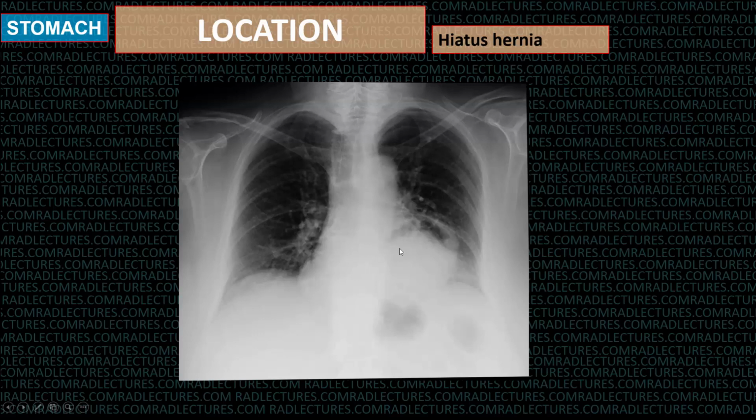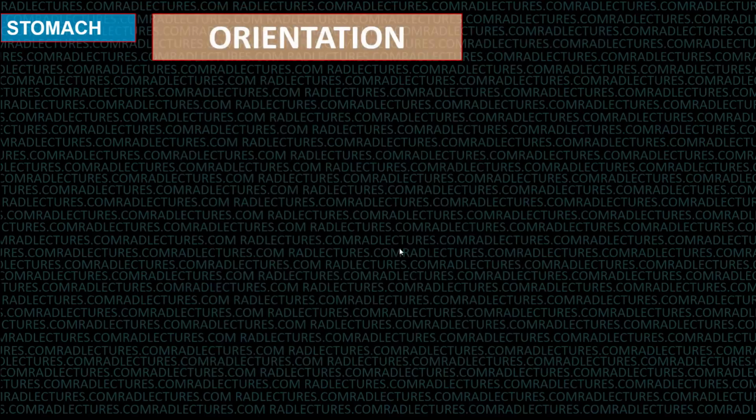Therefore, if you see an air fluid level, it's important to think: is there a hernia? And secondly, could it be a lung abscess? Is the patient really sick with fever and high white cell count? Because that is how a lung abscess will present. But a differential diagnosis of lung abscess is a hiatus hernia.